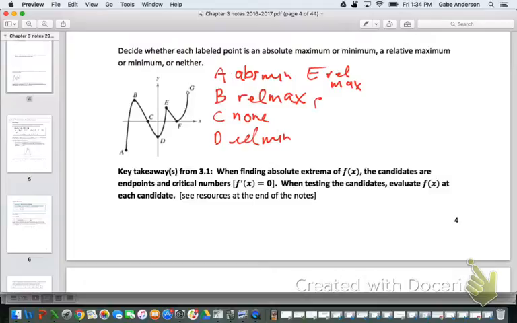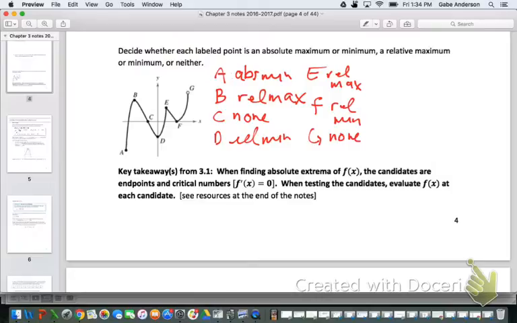And finally, how about F? It's a relative min. Agreed with you on that one. Finally, we get to G. G is where things get a little more interesting. What did you guys think G was? Neither. Okay. None of the above, I guess, right? Because there were 4 things to consider. None of the above. Huh.